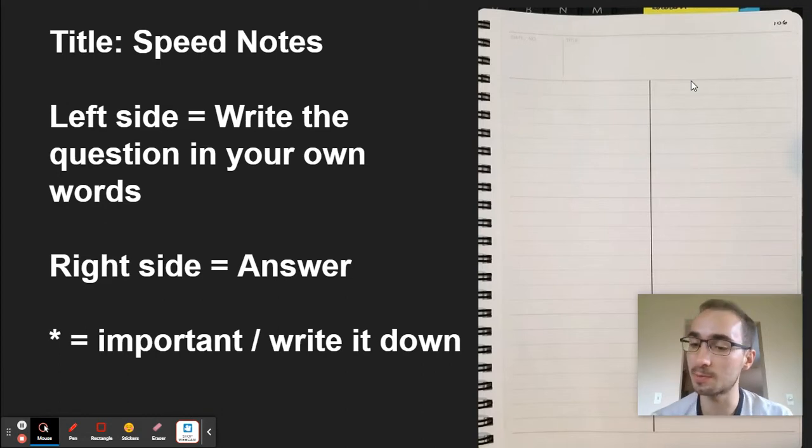Today we're going to be learning about speed and how to calculate it. You don't have to do your notes this way, but this is a way that I find helps, especially with math. On the left side, write the question in your own words. On the right side, write the answer. Try the question yourself first, and then fix your mistakes and have the correct answer at the end. If it has a star, that means it's important. Now you need to write it down.